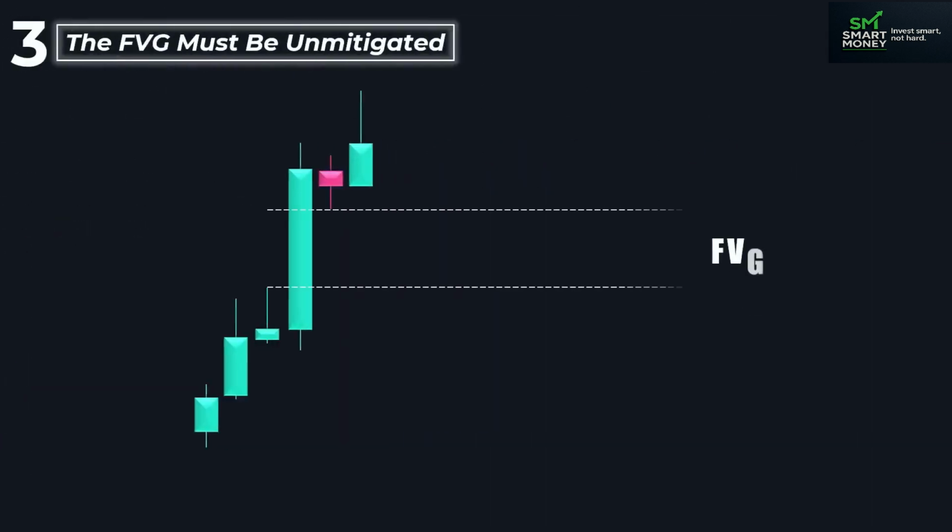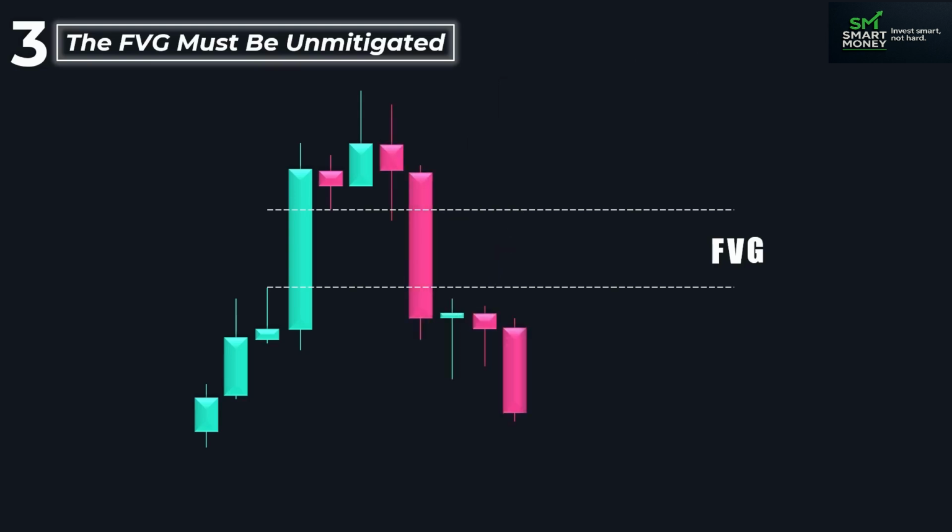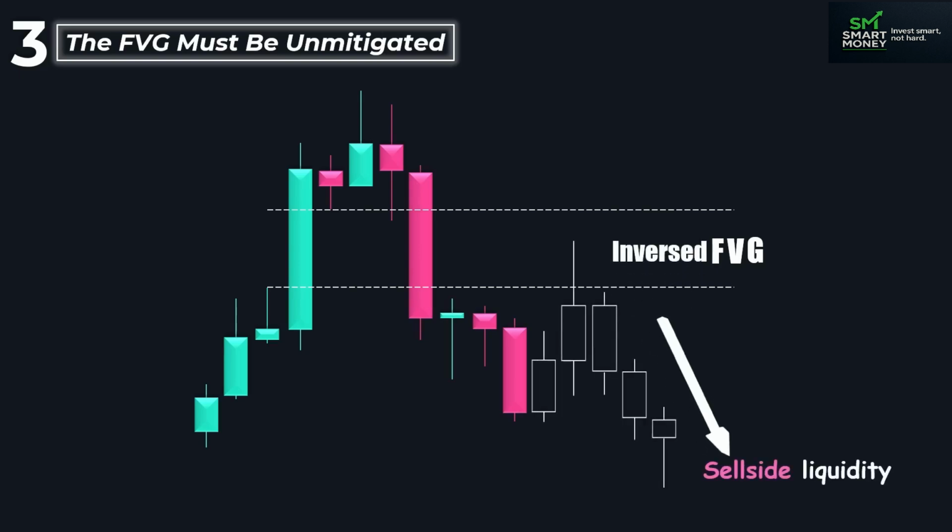Also, you can often predict the market's next move based on how price behaves when it first enters the FVG. If price respects the FVG and rejects upward, it likely acts as support, and we can expect a move toward buy-side liquidity. But if price violates the FVG by breaking and closing below it, the zone flips into an inverted FVG, now acting as resistance, and price is more likely to target sell-side liquidity below.